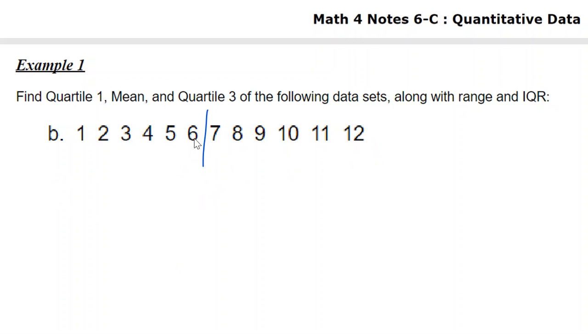So I'm going to take, it falls in between the 6 and the 7. So I'm going to take the 6 and the 7, and I'm going to average them. Now that gives me 6.5 as my median.